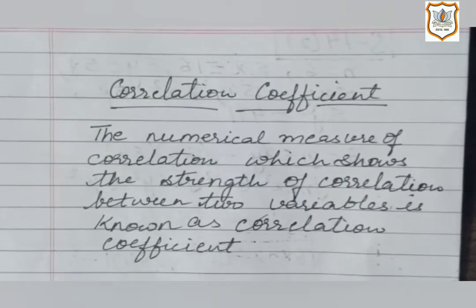Yesterday we did the scatter diagram method of finding the correlation. In that method we got the nature of correlation and some idea about the strength of correlation, but it was not able to give us the exact degree of relationship between the two variables. So to find the exact degree of correlation between the variables, we need a numerical measure. That numerical measure is called the correlation coefficient.